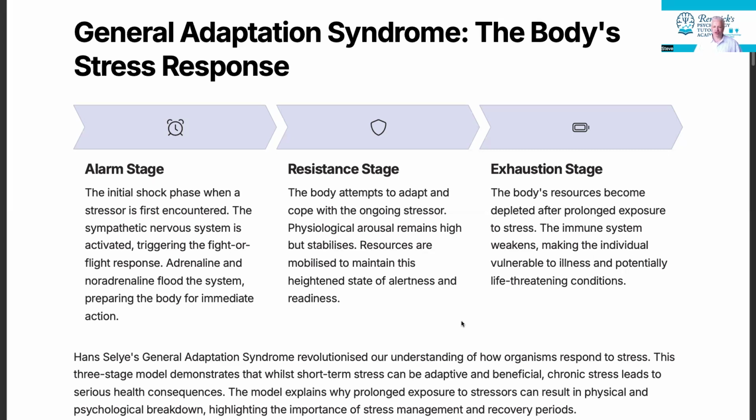The third stage is the exhaustion stage. So this is when the body has become depleted due to prolonged exposure to stress. The immune system will weaken, and this puts people at risk of catching viruses and illnesses, pathogens, etc. Can be life-threatening in certain situations. So this GAS model, General Adaptation Syndrome, basically helps us to understand how an organism responds to stress, and how short-term stress and chronic stress impact a person's health.